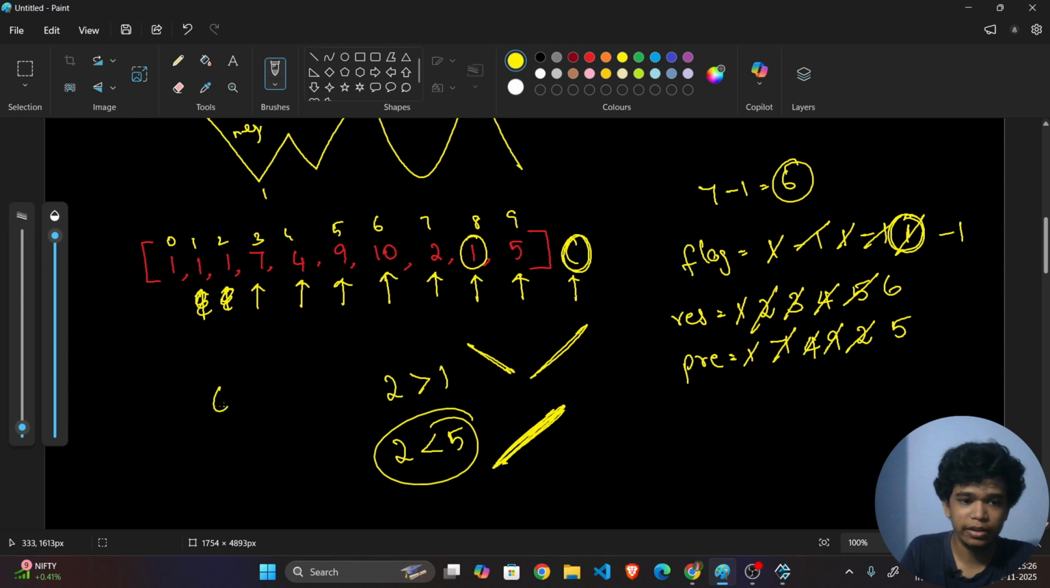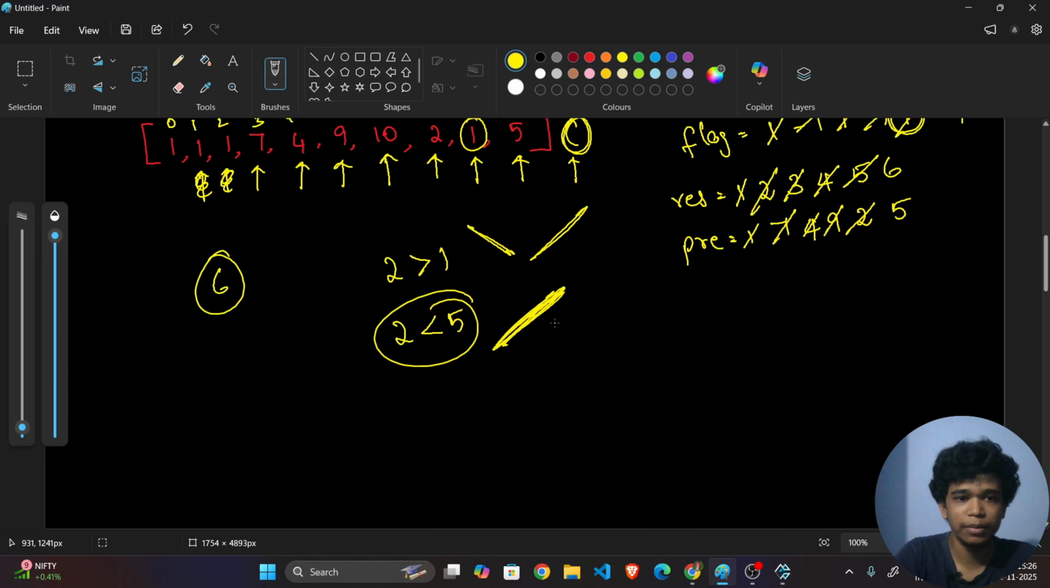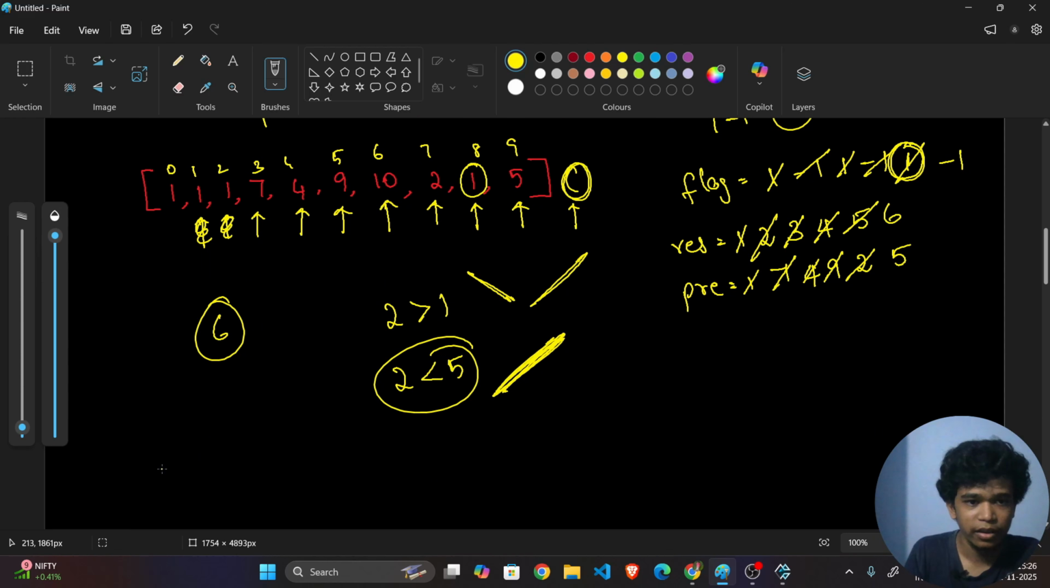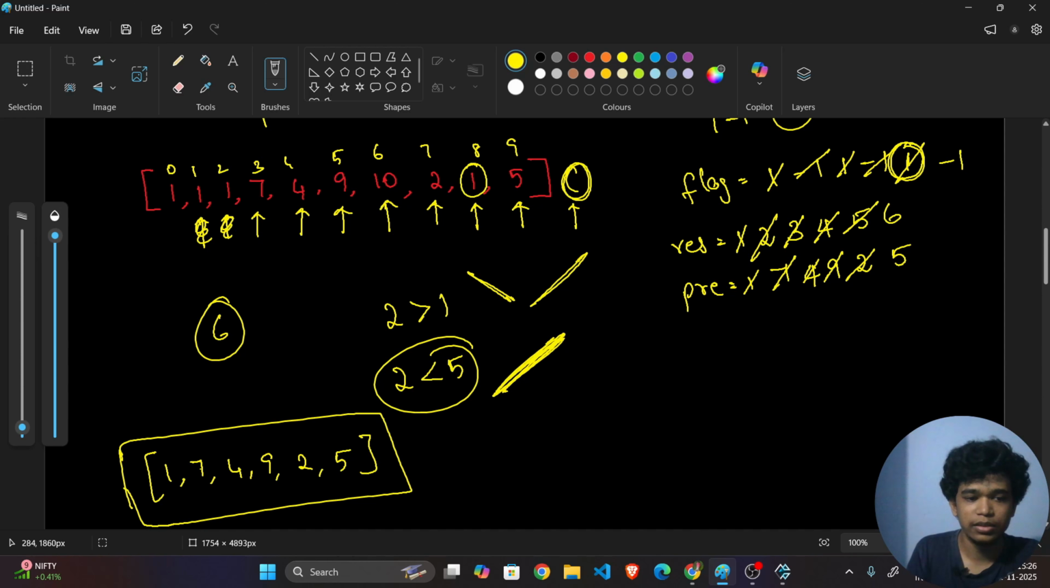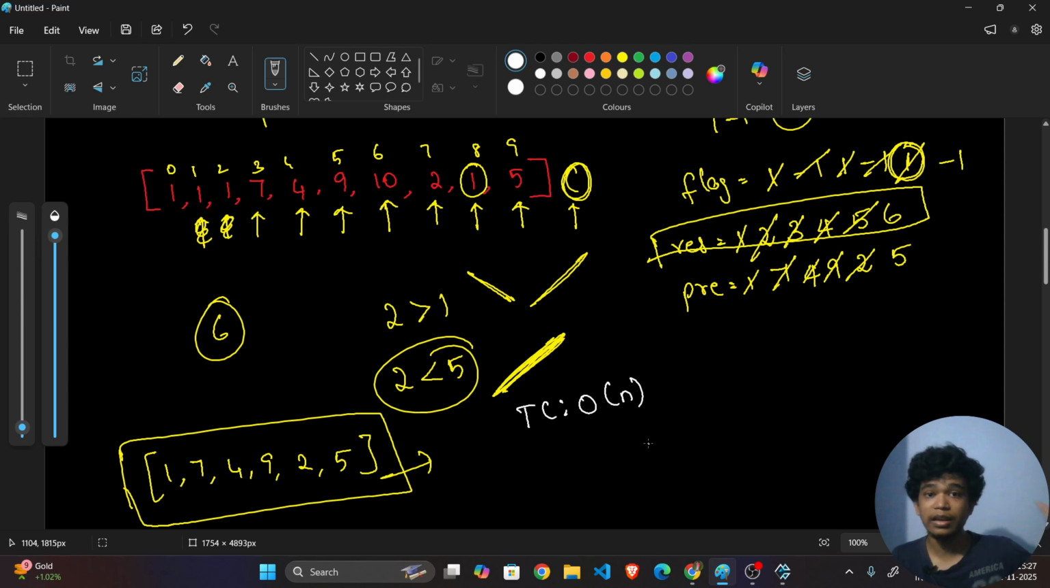So what is my result? It will be 6. So what is my sequence value? The sequence value is not necessary, but still, what is the sequence value I have got? It is 1, 7, 4, 9, 2, 5. So this is the sequence which I just computed here, but we only need the length of this sequence. That's the reason why I didn't take this sequence, rather I have taken this result variable. Now tell me what is the time complexity? It will be O of n because I just computed this in a single go.